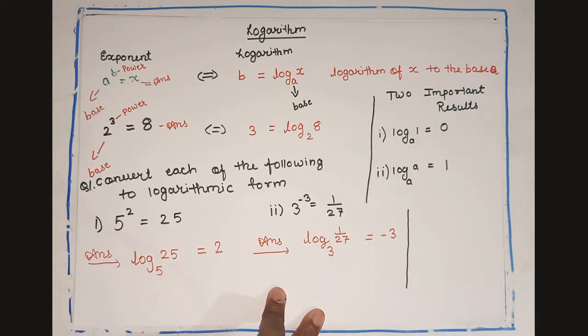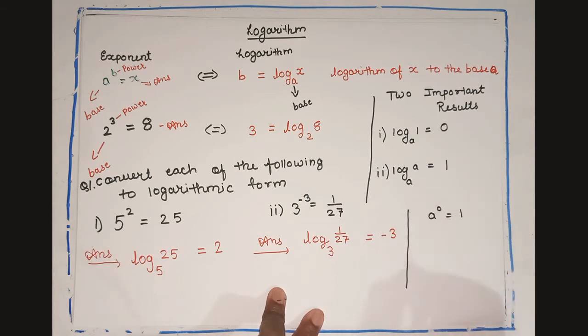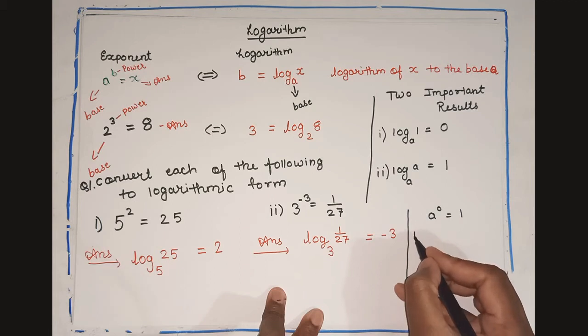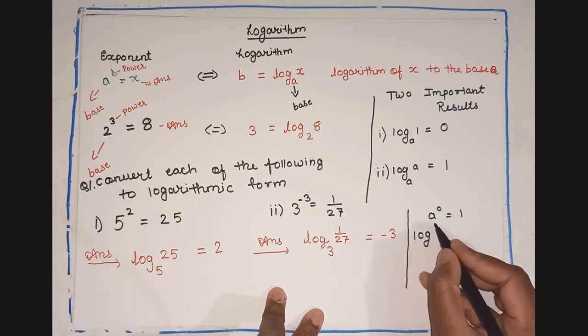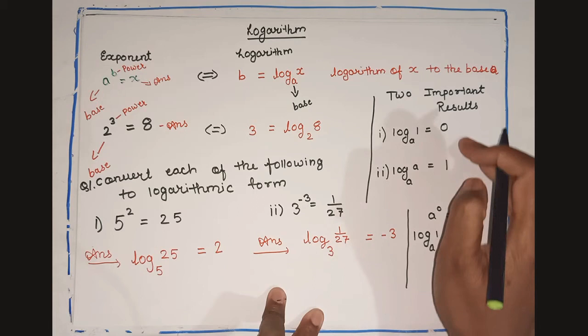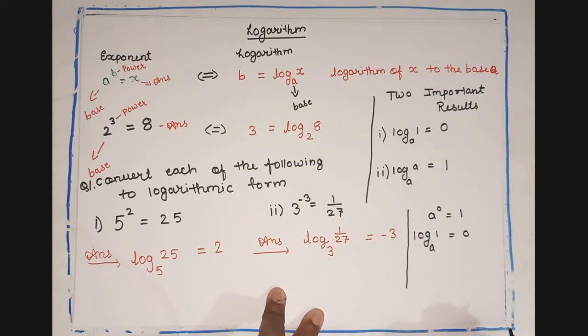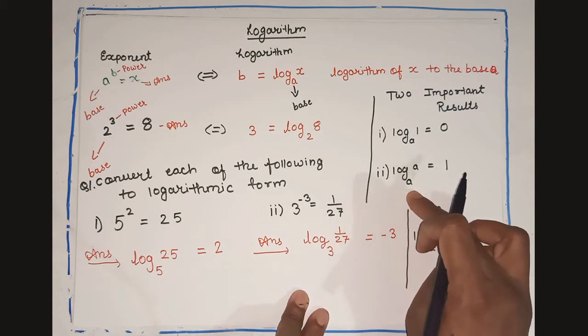Why it is coming, I will just show you over here. You know your indices formula, that a to the power 0 is equal to 1. If I have to convert this into log form, it will be log of 1 to the base a equals 0. You see, we are getting it over here. In the same way, if this is the condition, so what?